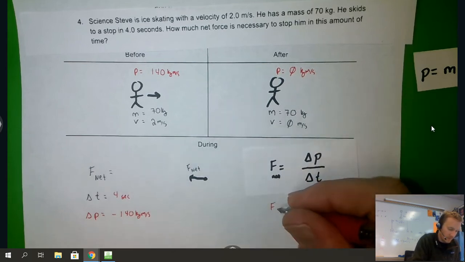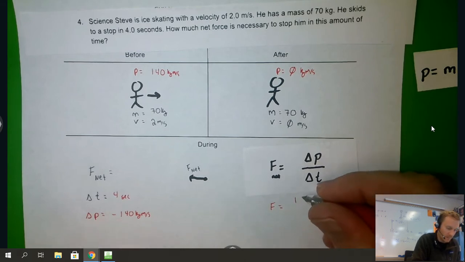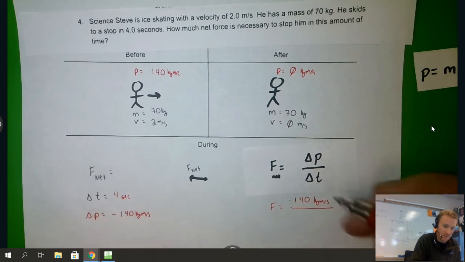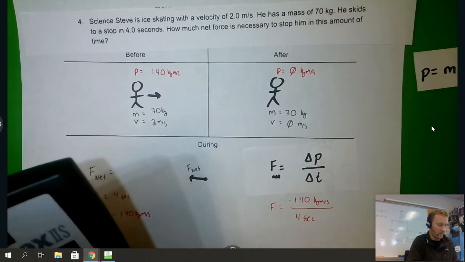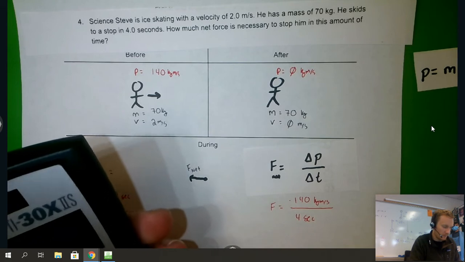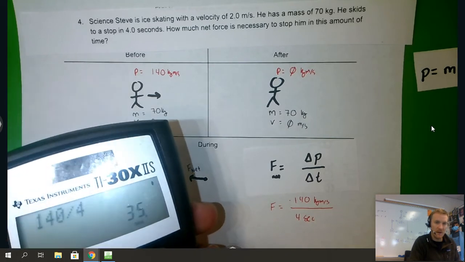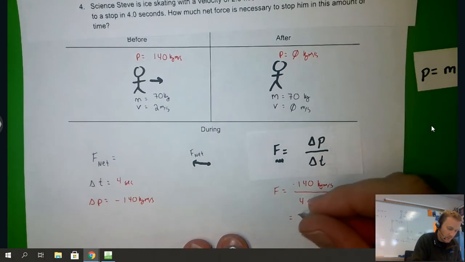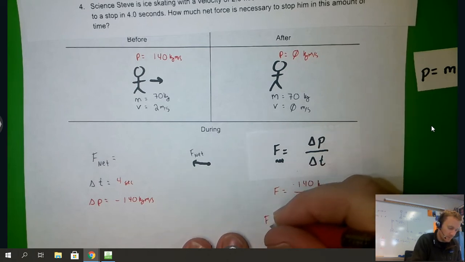So this equals the change in momentum, which is 140 kilogram meters per second. And that's going to be over the change in time, which was 4 seconds. Okay. So 140 over 4 gets us 35. Okay, so that is going to be the net force, 35, and since it's force, it's going to be in newtons.